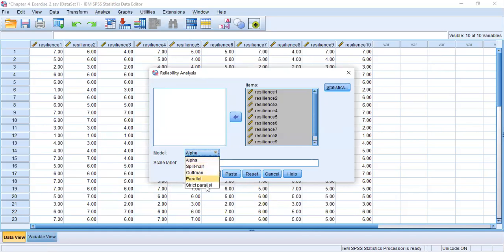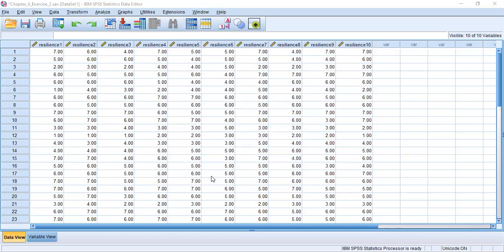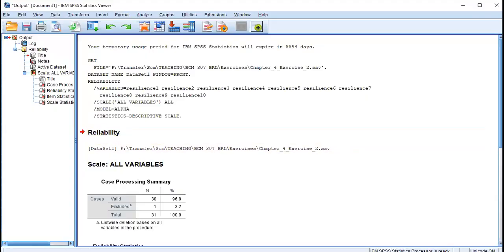We have 4 or 5 different types of reliability tests we can do. Alpha is something we'll be doing commonly, as you know. So alpha is here. And here the results are in front of you. I'm just moving to the result file now. The output file is open for you, and these are the results we are getting.